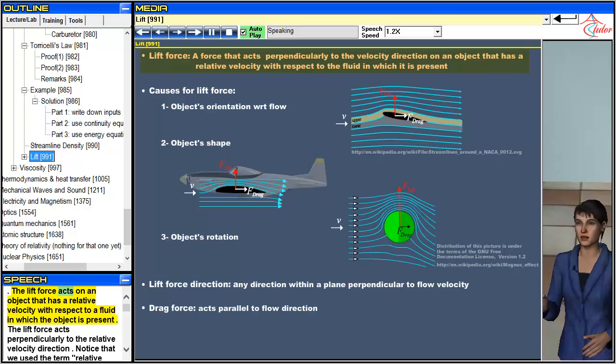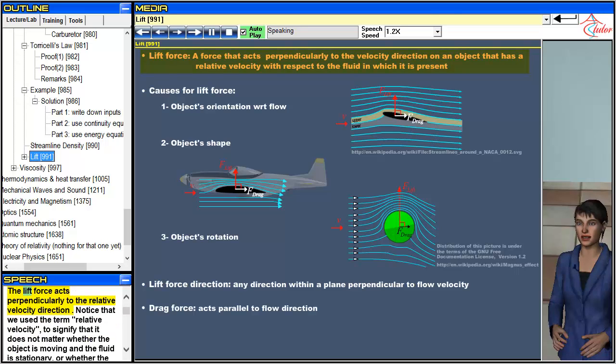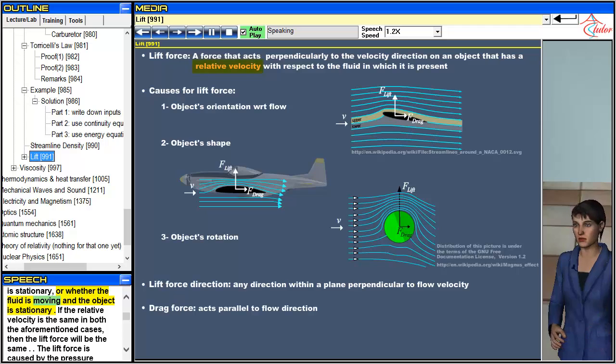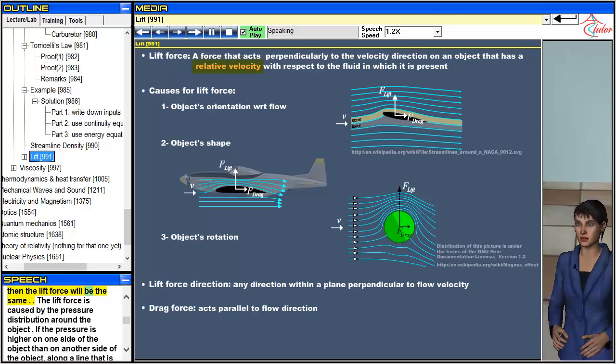The lift force acts on an object that has a relative velocity with respect to a fluid in which the object is present. The lift force acts perpendicularly to the relative velocity direction. Notice that we used the term relative velocity to signify that it does not matter whether the object is moving and the fluid is stationary, or whether the fluid is moving and the object is stationary. If the relative velocity is the same in both the aforementioned cases, then the lift force will be the same.